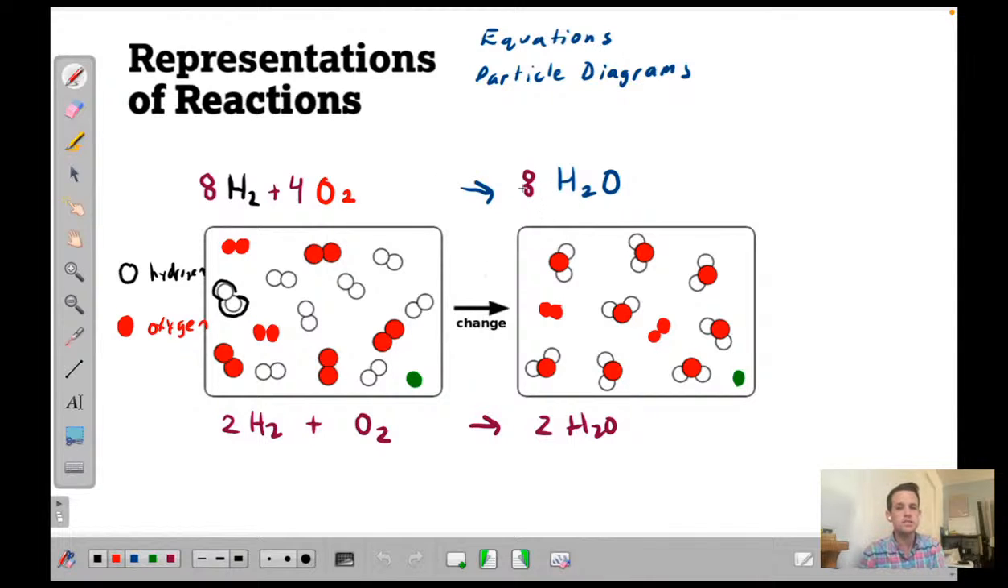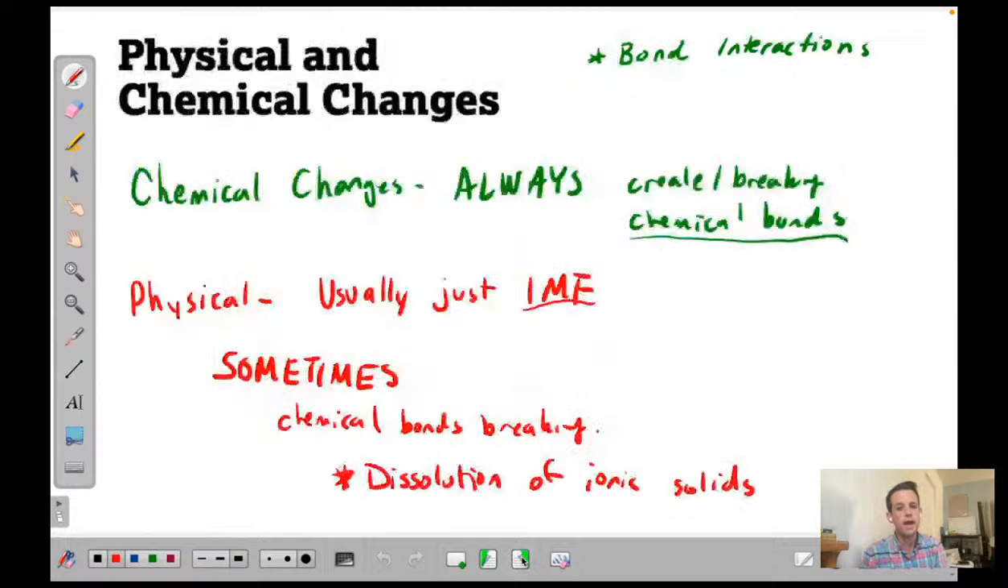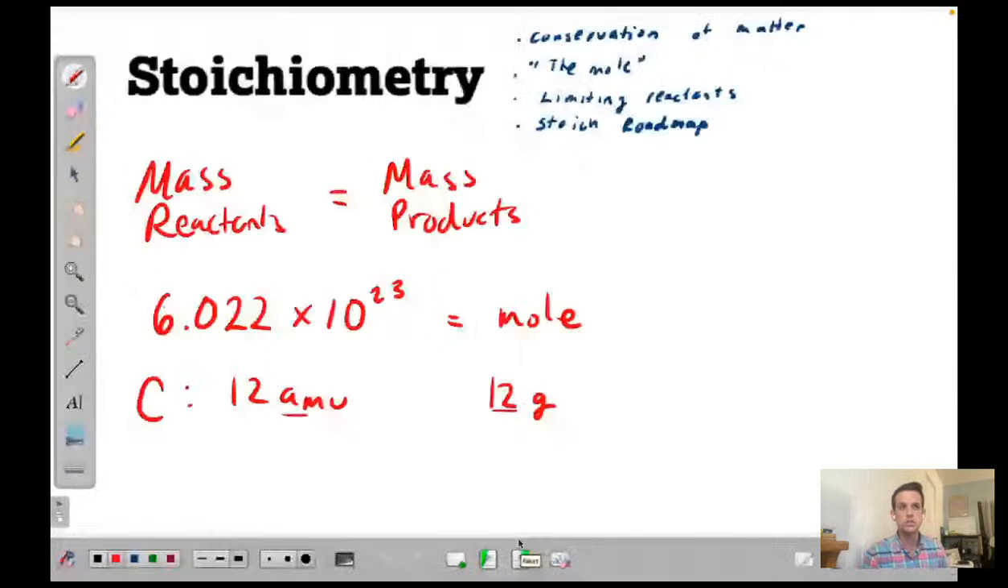Yeah, the mass is going to be the same, but hydrogen and oxygen atoms don't have the same mass. So using mass in chemical equations is usually not our best bet. We typically want to use moles because moles is a counting unit and it actually allows us to compare the ratios represented in that equation.